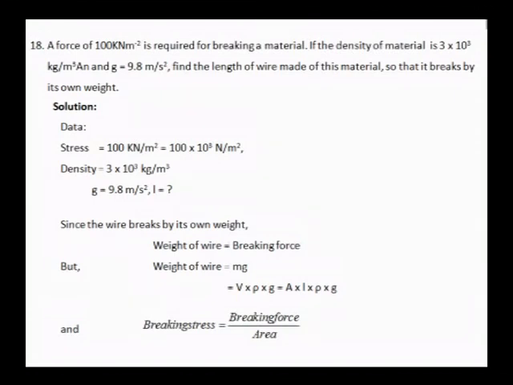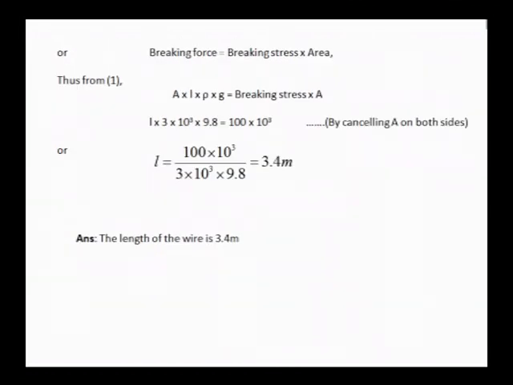So, weight of wire is equal to breaking force, or weight of wire is equal to m into g. So, A into L into rho into g, where L is the length of the wire, A is the cross sectional area of the wire, rho is the density of the material, and g is the acceleration due to gravity. So, substituting these values, we calculate the length of the wire as 3.4 meters.